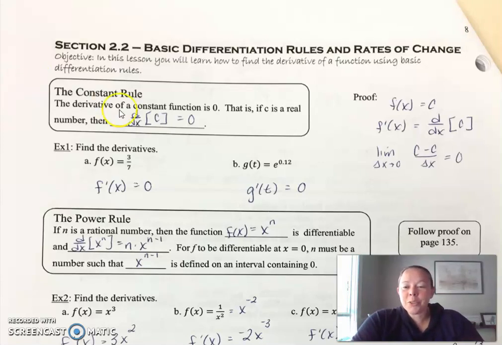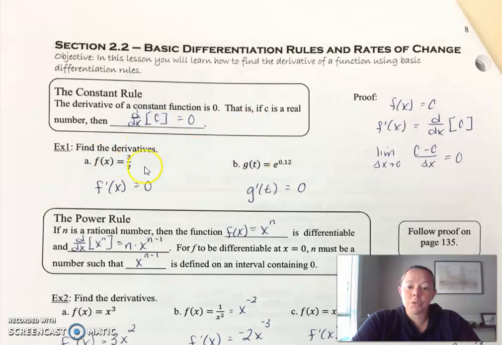So the first one, and you may have logically thought through some of these, you just didn't realize it. The first one, the constant rule. Remember this notation, d dx means you're going to do the derivative of the function that follows. So the function is just a number, meaning it's a horizontal line. Well, if it's a horizontal line, what's the slope of a horizontal line? It's 0. So anytime you do the derivative of a number, it's just 0.